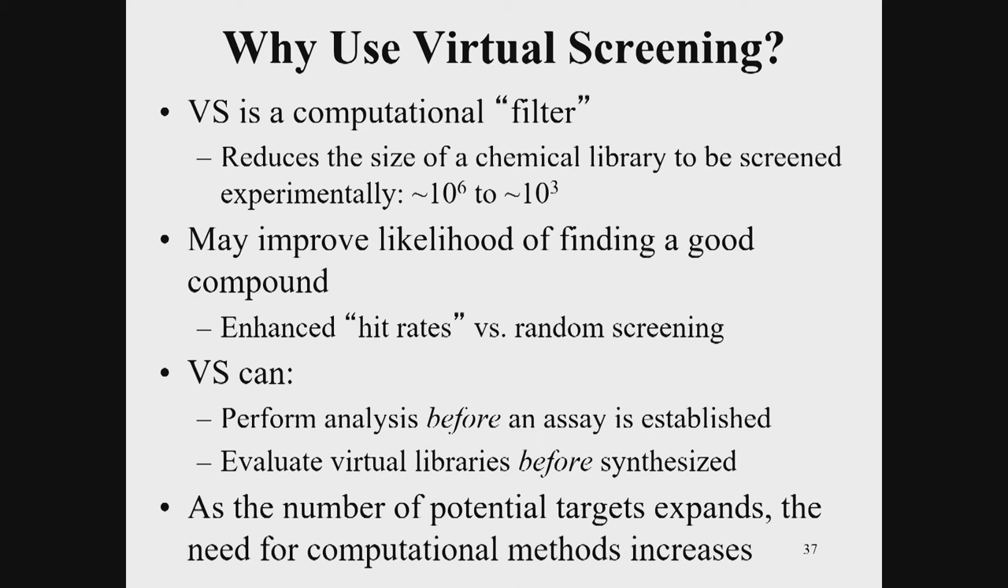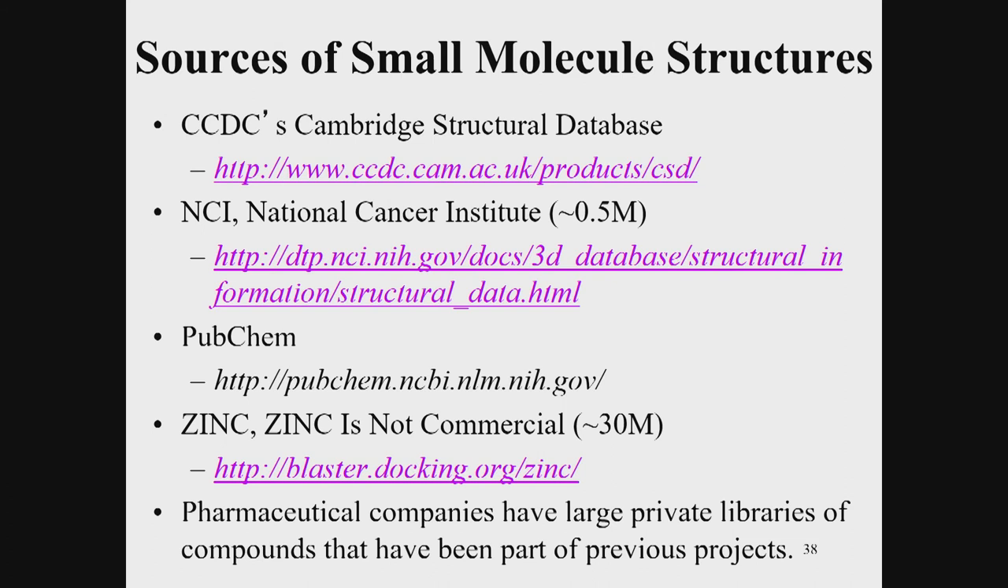If you screen a library of a million compounds without doing any sort of pre-screening, your likelihood of getting anything worthwhile is far less than 1%. If you do some good virtual screening, you can get that up to 5 or 10%. So it's worth doing. We can perform some sort of analysis before an assay is even established. And probably the most interesting and cool thing is that you can actually figure out what's worth making before you make it. Now, targets out there are increasing rapidly. There are many, many new targets every year, and we're going to need more and more computational methods in order to survey all those targets.